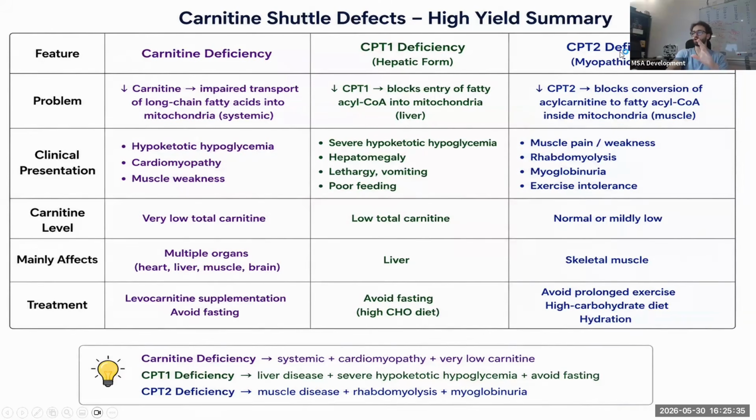CPT2, guys, it's very easy. Everything that has to do with muscle and all the muscles. Skeletal muscle, muscle pain, rhabdomyolysis, myoglobinuria, and exercise intolerance.